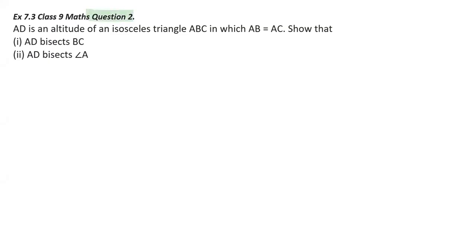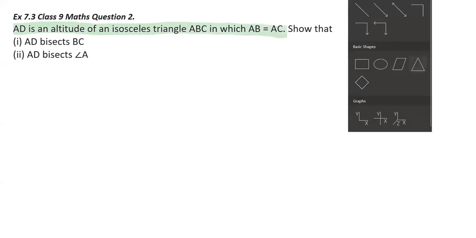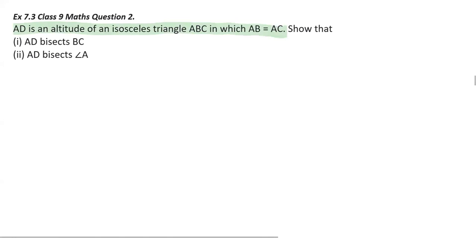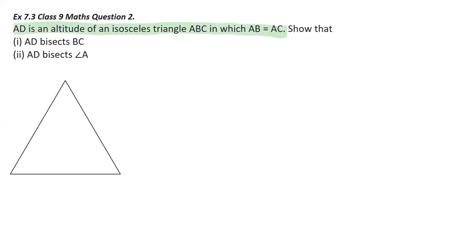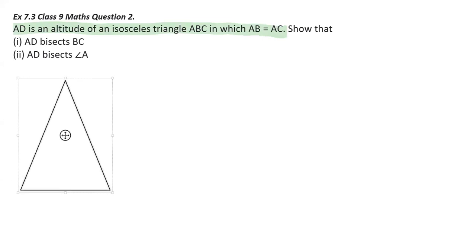Question number 2 of exercise 7.3 says AD is an altitude of an isosceles triangle ABC with AB equal to AC. So let's make an isosceles triangle first. And this is an isosceles triangle made. I'm naming it as mentioned in the question: ABC, where the length of AB is equal to AC.